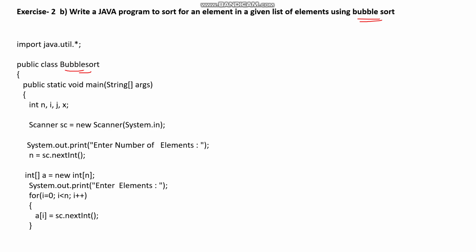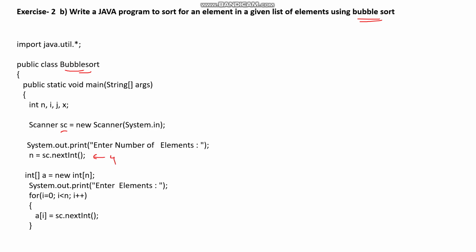Scanner sc equals new Scanner(System.in). First of all, I have written the Scanner class object. The object name is sc here. System.out.print: enter number of elements. I am asking the user to enter the number of elements. n equals sc.nextInt. Assume here I give the value as 4, meaning we are reading 4 elements from the user.